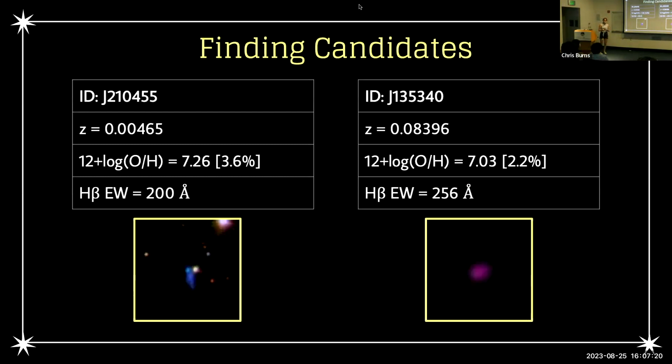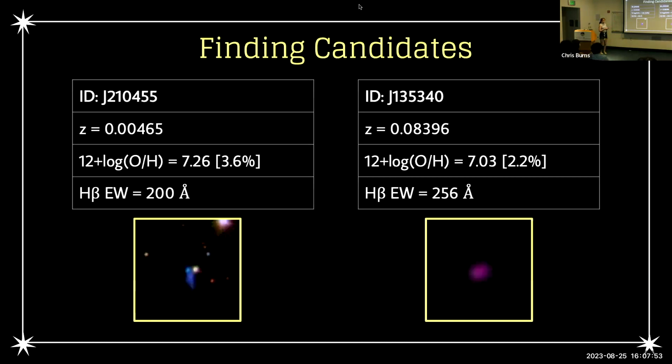All right, so next I'll explain the two candidates that I looked at for my project. Both of their spectra were taken with the Cosmic Origins Spectrograph, which is on Hubble Space Telescope. As you can see here, both of them are very low redshift, so they're very local to us. This first galaxy here has a metallicity that is 3.6% solar metallicity, and the other one has 2.2% solar metallicity. Also, this last measurement that I have listed here is the H beta equivalent width. I'll explain what equivalent widths are and how we measure them in a minute.